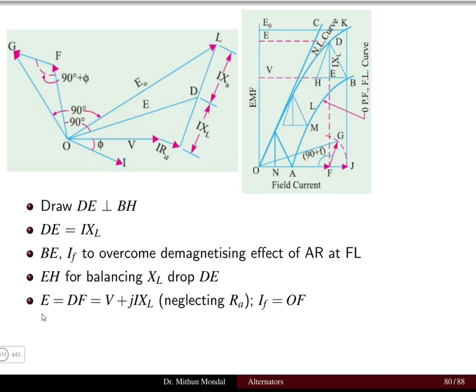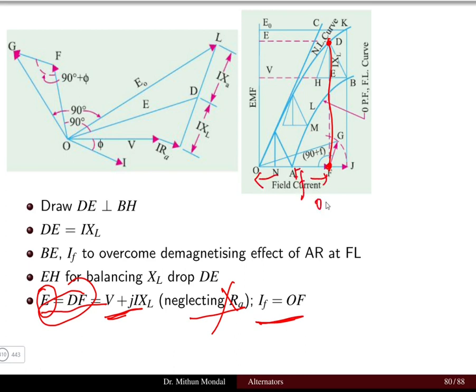Then E is basically equal to DF. So we can have the point D here and the point F here. DF is basically the total EMF E, which is equal to V plus I times jXL, because we have neglected the value of armature resistance, and IF is equal to OF. So the field current IF corresponding to OF of the vector diagram gives the value of E, and we have neglected the armature resistance of the machine here.